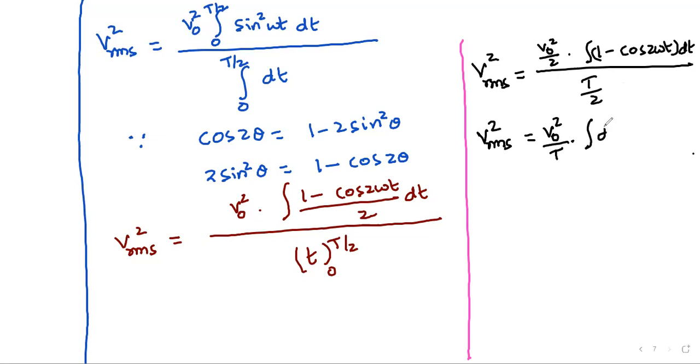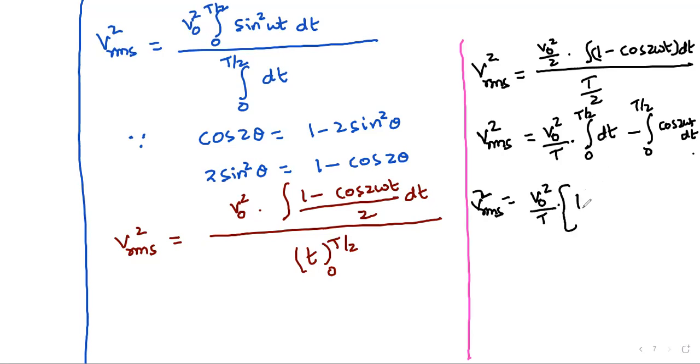Now, I'll apply integration separately. Integral from 0 to T by 2 of cos 2 omega t dt. So V RMS square equals V naught square by T. Integral dt means t, so T by 2. Next, integral cos x dx I can write as sin x.